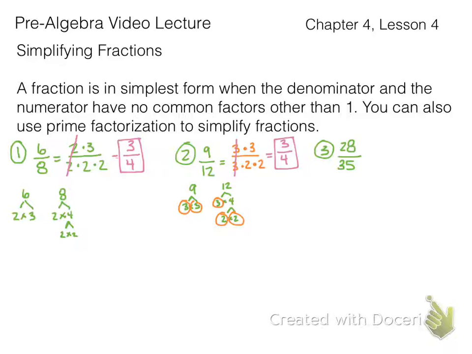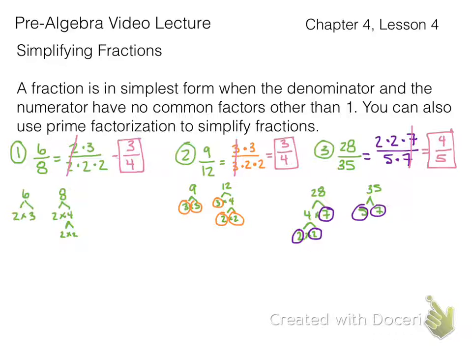Alright, something a little trickier. So let's find out the prime factorization for 28 and 35. For 28, it's 2 times 2 times 7. For 35, it's just 5 times 7. So the 2, 2, 7 goes on top. The 5, 7 goes on the bottom. And we're going to cancel out the 7's because they're the only thing we have the same on the top and the bottom, leaving us with 4/5.